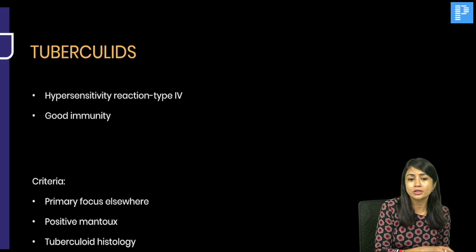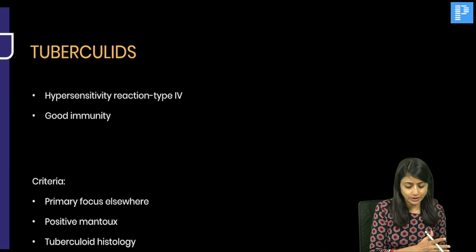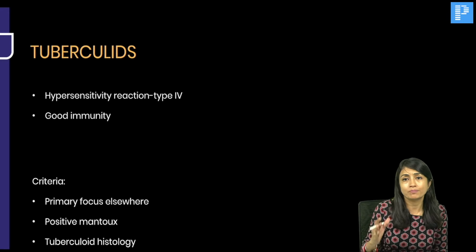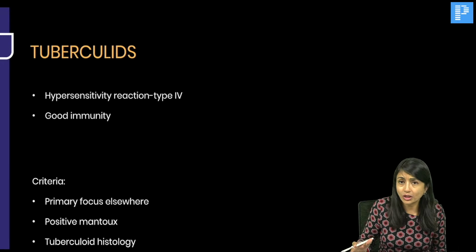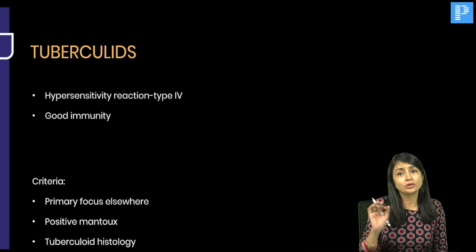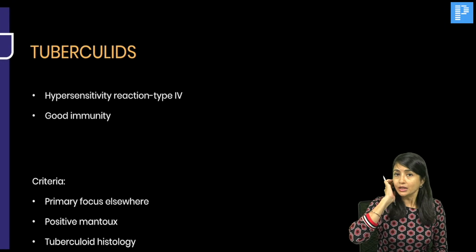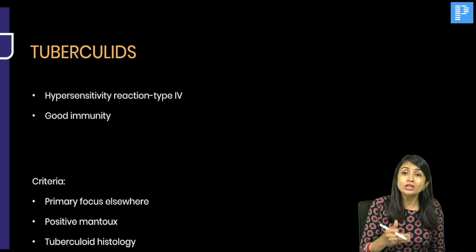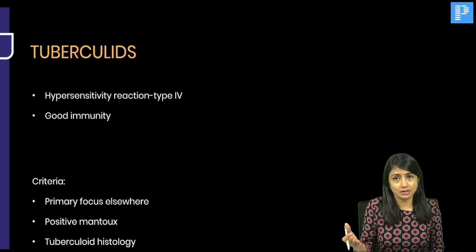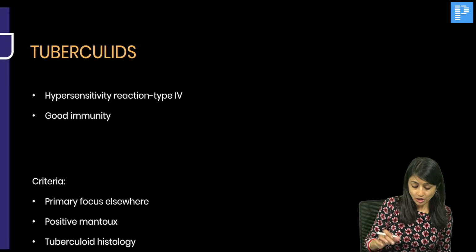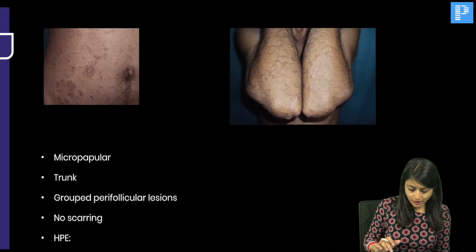Then you should also be knowing about tuberculids. So in tuberculids, they ask you about the criteria and you have to identify. So you know that tuberculids are type 4 hypersensitivity reaction. Okay, so these are reactive tuberculosis. It's not actual TB bacilli affecting you, but it is the bacillary toxins or bacillary remnants which generate a type 4 hypersensitivity reaction which leads to cutaneous manifestations. So you should be knowing about the criteria here.